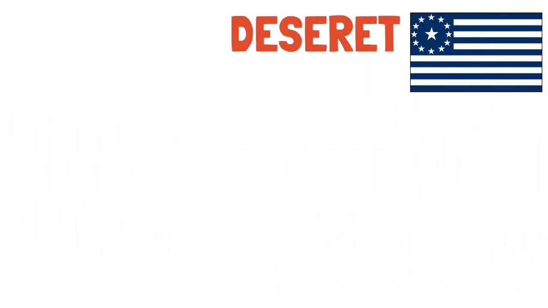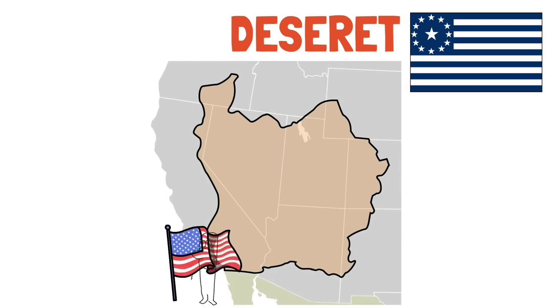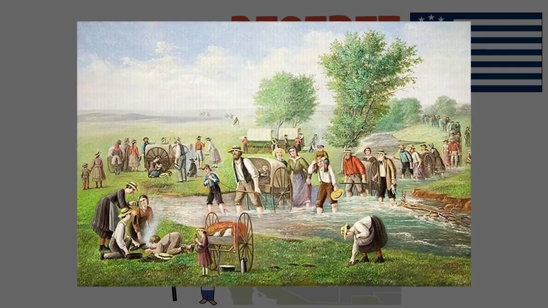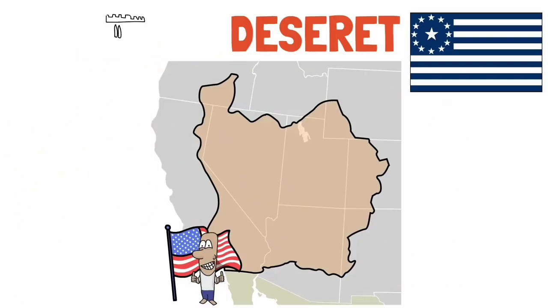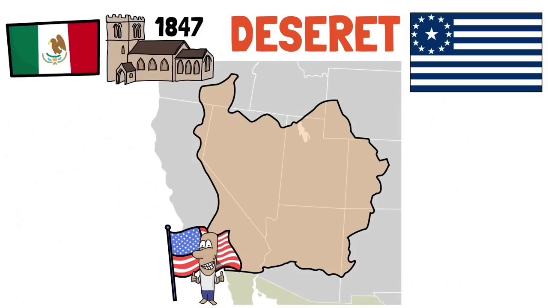Next, Deseret, which could briefly call itself a country from 1849 to 1850, but the purpose of its creators wasn't to be a country, but rather a state recognized by the US. When Mormon pioneers settled in the area in 1847, it was a part of Mexico. Initially, the local church leader intended to apply for status as a territory or a state.